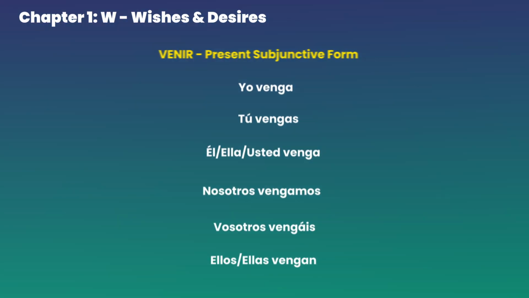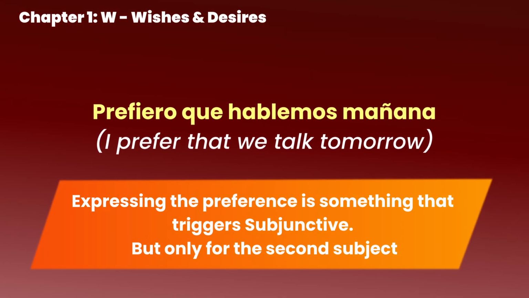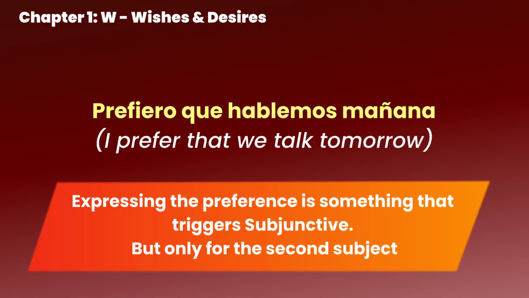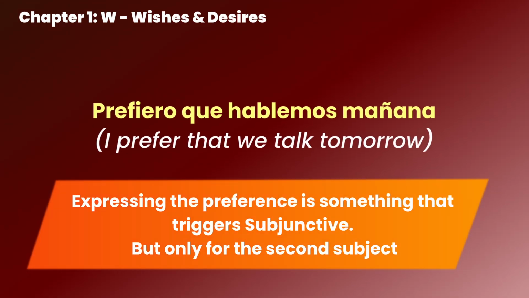Last verb is preferir. Prefiero que hablemos mañana. Expressing the preference is also something that triggers subjunctive, but it triggers it only for the second subject, in our case nosotros. That's why we have hablemos and not hablamos.